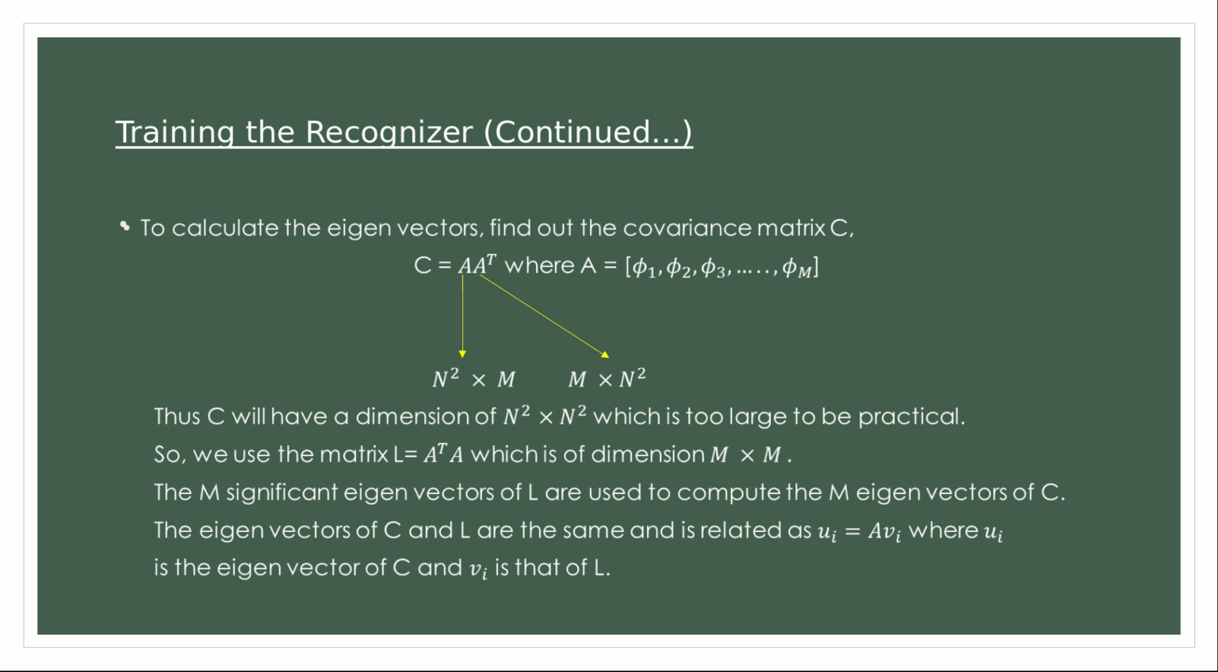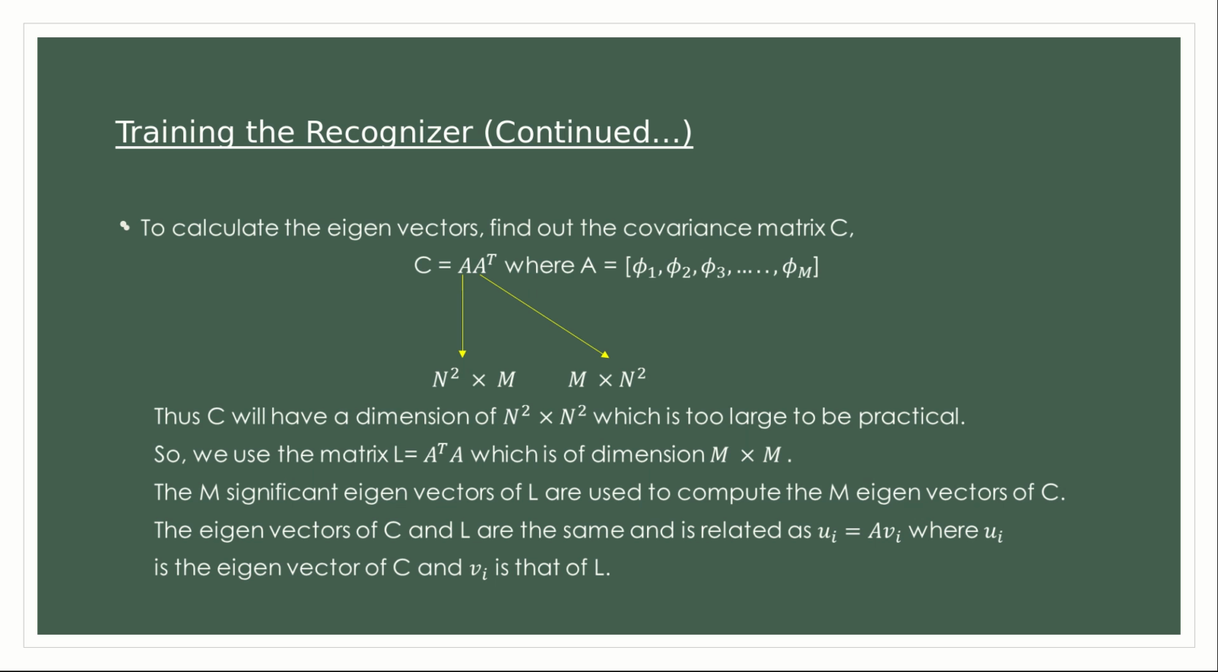Once we have done that, we calculate the eigenvectors. For that, we need the covariance matrix, right? We know that the covariance matrix C equals A A transpose, where A is the matrix constituting the normalized face vectors. As we can see from the slide, C has a dimension of n squared by n squared. That is huge. So it's not really feasible to find eigenvectors from such a huge amount of data. So what we do is use the matrix L, A transpose A, instead. Why do we use that? It reduces the dimension.